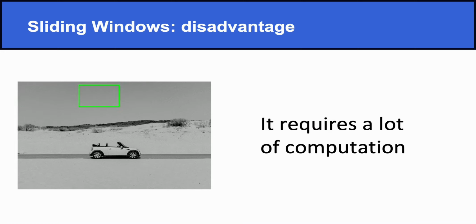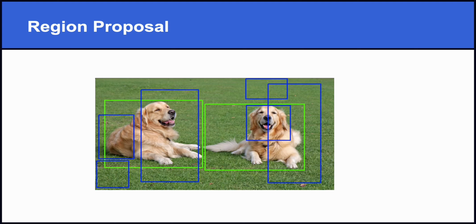You could probably guess that sliding windows weren't exploited much, and the reason behind that is that they require a lot of computations, because as you could see, we are cropping out so many regions of the image and running each of them independently through a convnet or a classifier. And that's why the next set of algorithms appeared.